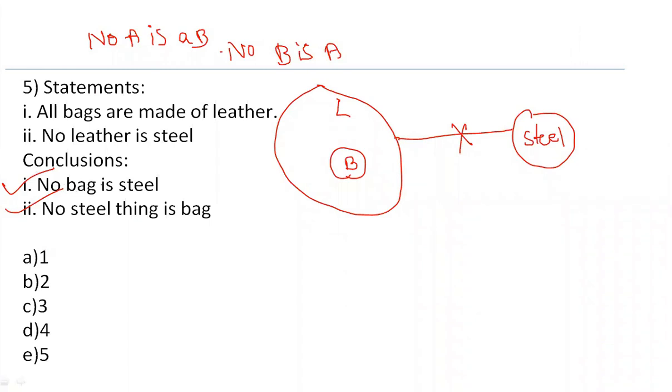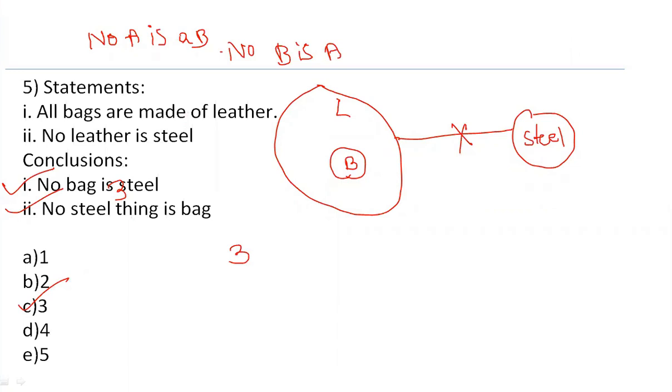Why? Because they are saying no bag is steel. That means bag and steel don't have any relation. Next, no steel thing is bag. That means steel and bag don't have any relation. Okay. That means I can say both the conclusions are true and I need to pick 3. 3 is given for option C. Rupesh, superb Rupesh. Option C, 3. Got the point, guys?